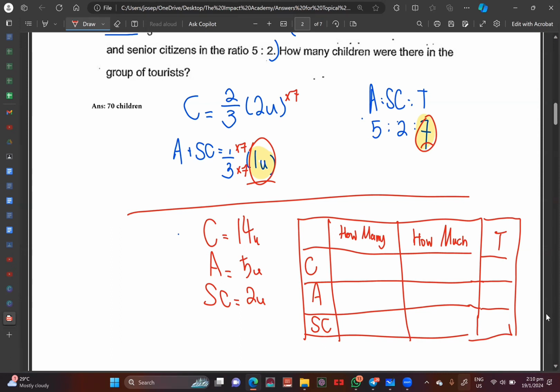How many? Children is 2 units. How do you get children is 2 units? 14 units. So we have 14 units over here. Am I making sense or not making sense?